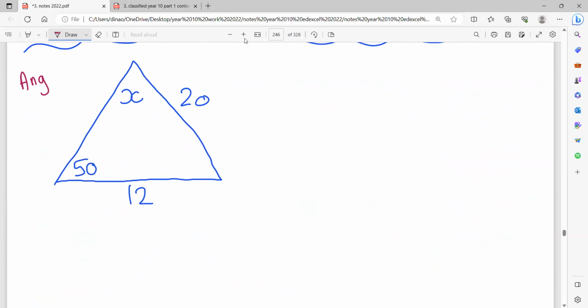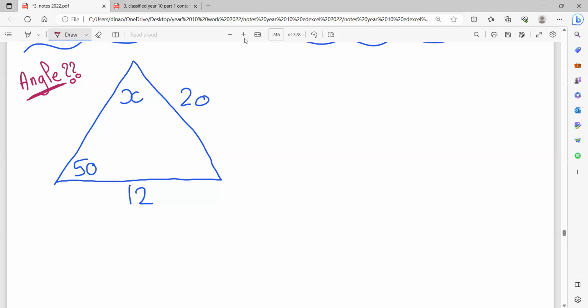Now, in this triangle over here, I am required to calculate an angle. I am required to calculate an angle. Can we use the sine rule to calculate an angle? Yes, we can use the sine rule to calculate an angle.